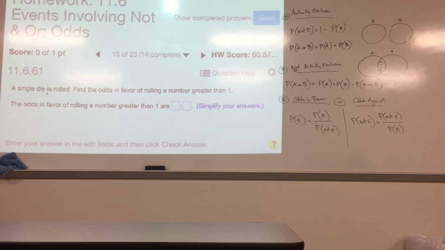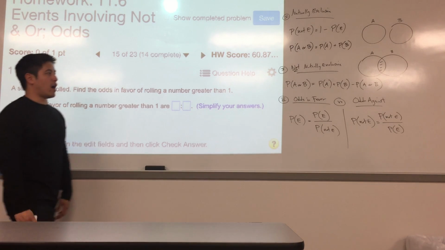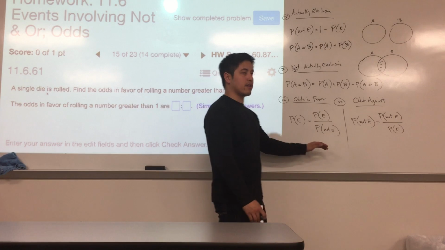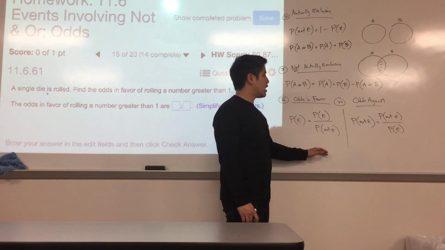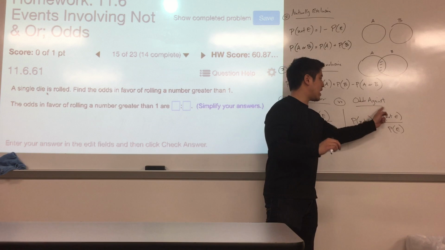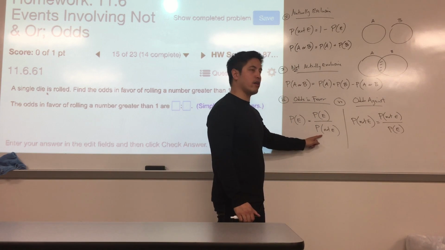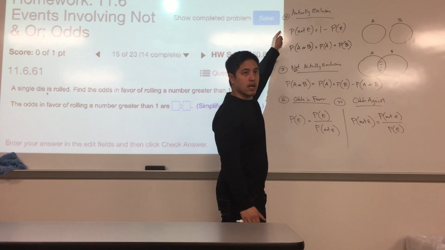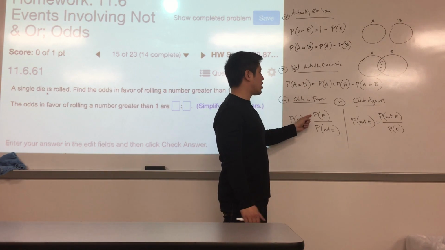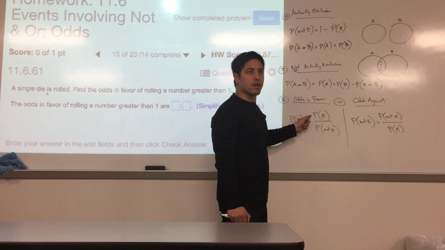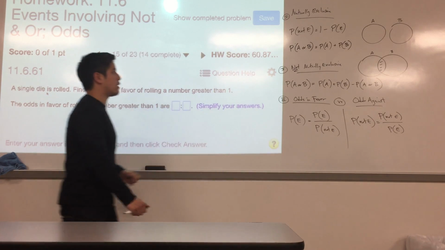Okay. So if you read, find the odds in favor, you jump to this. If you read odds against, you do this. Have we learned how to find the probability of something not happening? Yes. And we certainly know the probability of something happening. Let's do this together, okay?